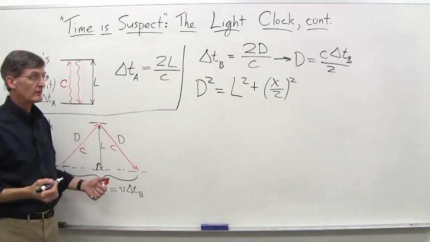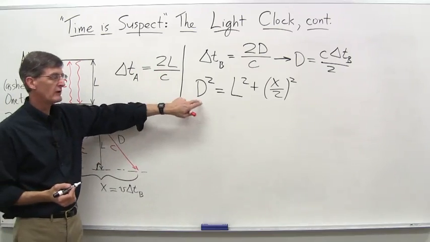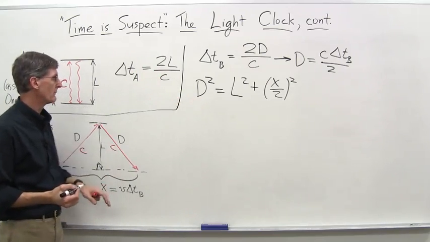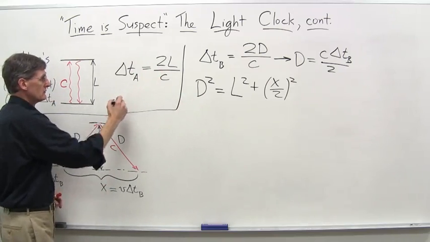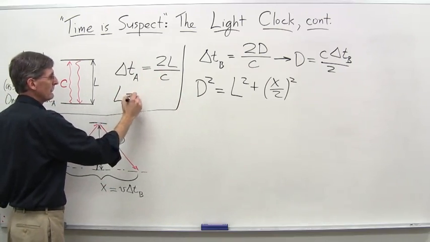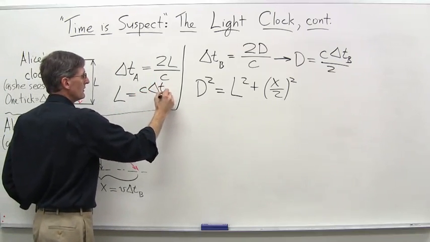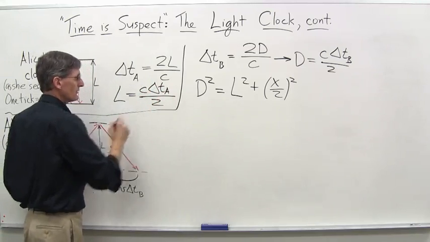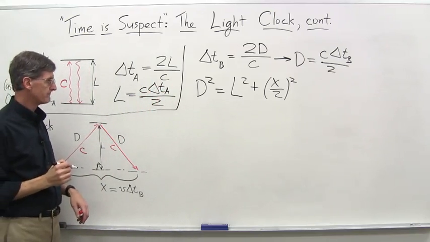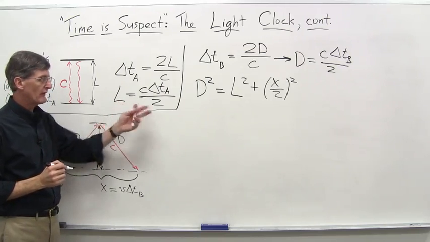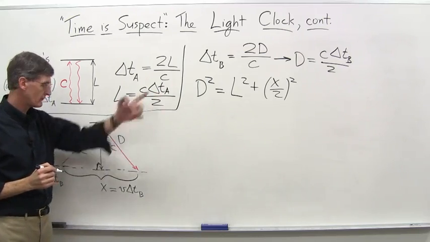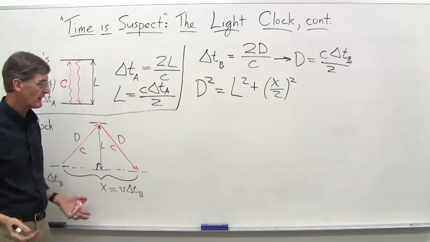That's good news, because now I can square that and plug it in here. We'll do that in just a minute. This one here, I can rewrite, and it tells me that L, multiplied by c here, L equals c delta TA over 2. That's good news, because I can square that and plug it in for L squared. And then the x there can be this. So let's plug all that in and see what we've got.